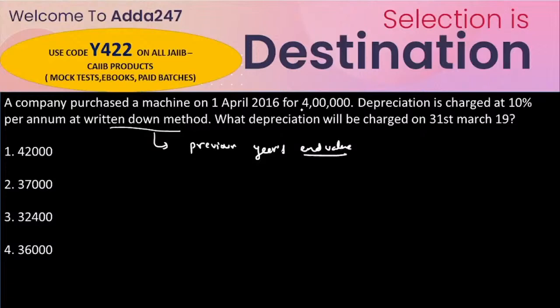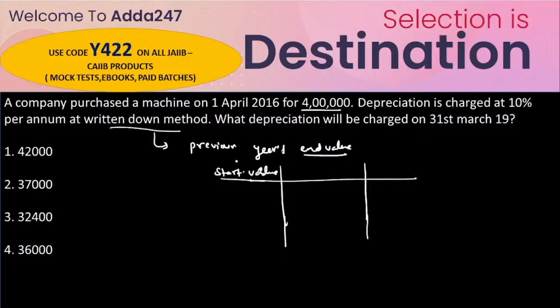So first you have to write here the starting value. I am telling you two ways to solve these kinds of questions in the exam. The first is the fundamental rule: a starting value and the depreciation rate, then the depreciation amount, and then the year's end value. Like here, the year's starting value is 4 lakh rupees.